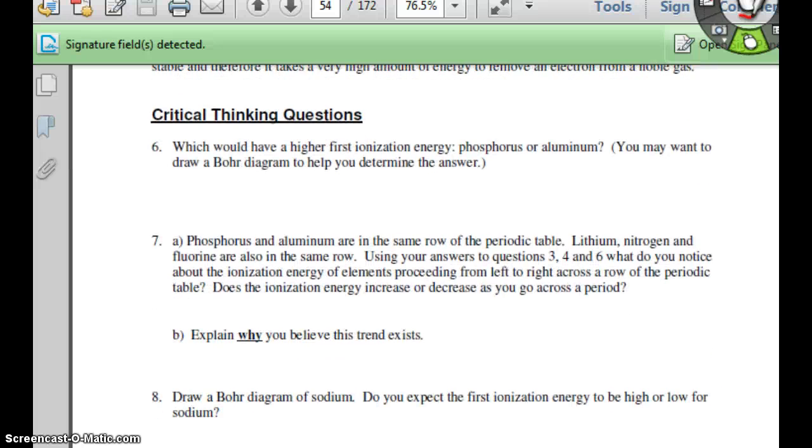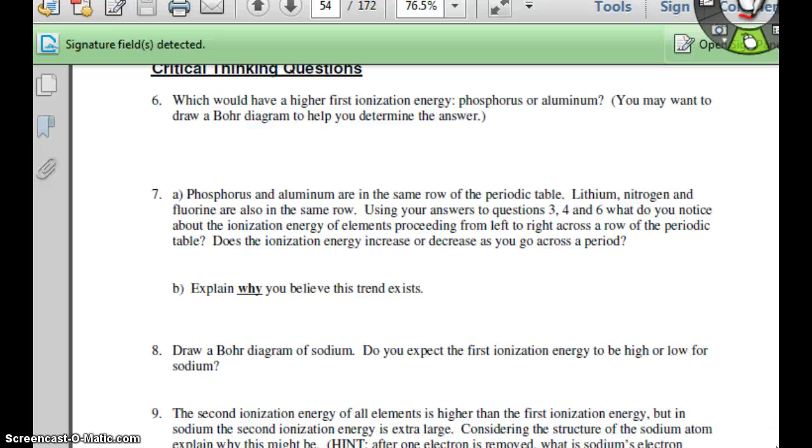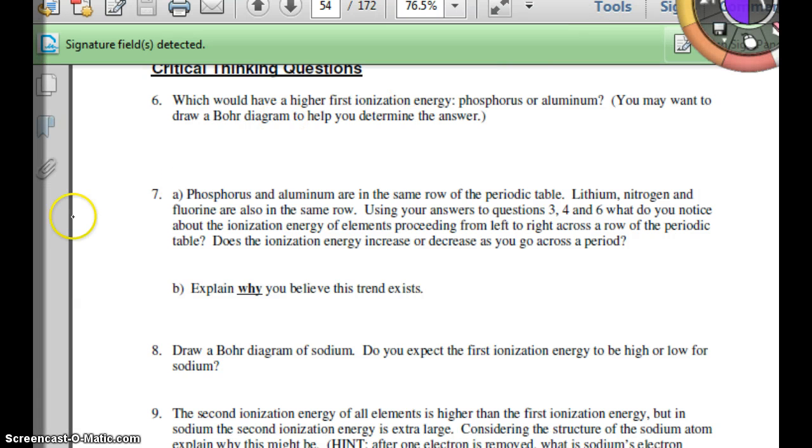So here are some critical thinking questions. Which would have a higher first ionization energy, phosphorus or aluminum? And if you want to draw a Bohr diagram or use your periodic table to help you, you can do that. So let's just talk about this. Which would have a higher first ionization energy, phosphorus or aluminum? And the answer is phosphorus.